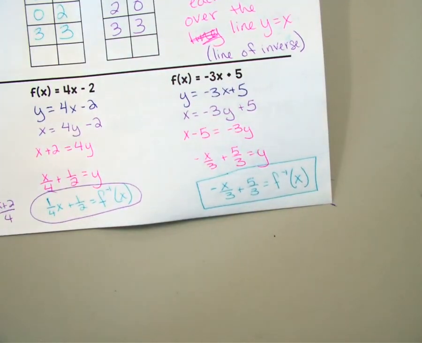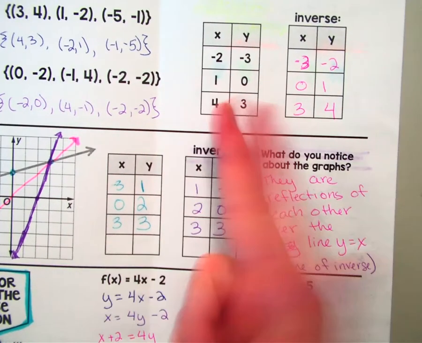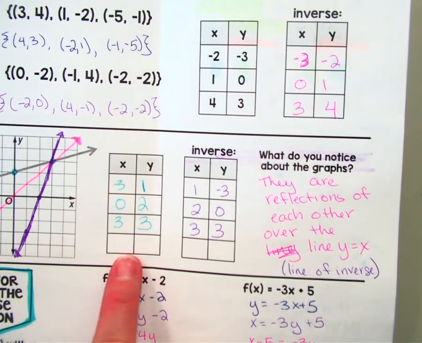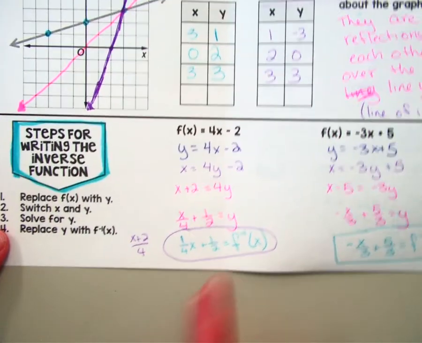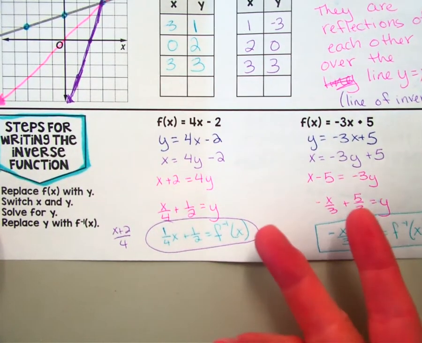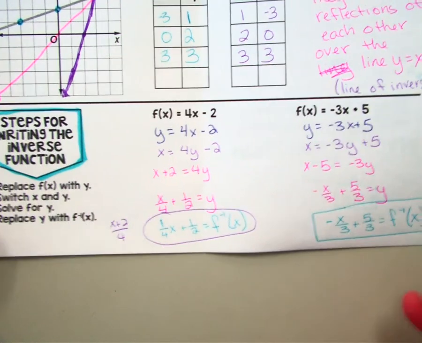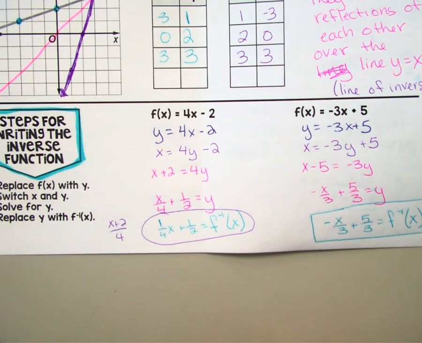So again, all of our inverses are reflections over that line y equals x. If you have points, you just flip-flop your x and y. If you have a graph, find your points, flip-flop your x and y. Equations, again, you're flip-flopping your x and y. You're just resolving and rearranging that equation for your y value.